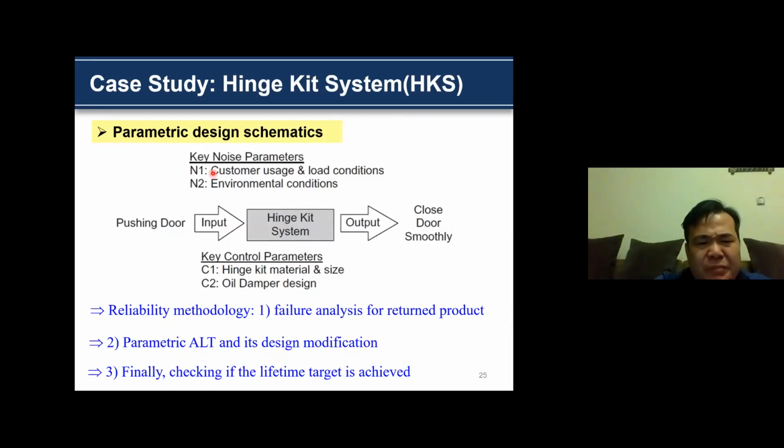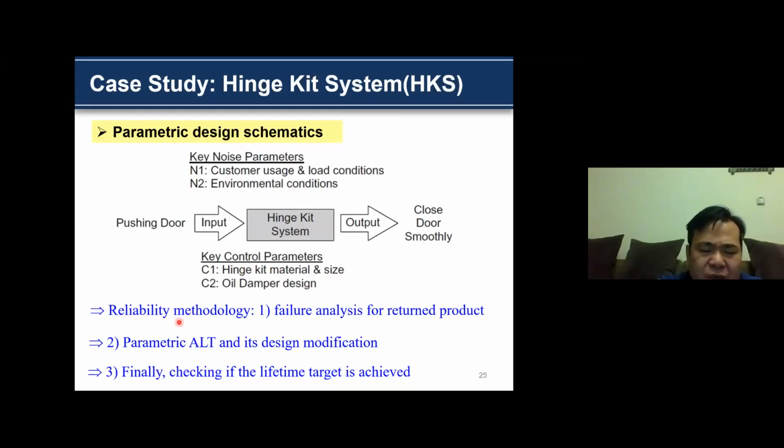This is a parametric design schematic. The hinge kit system is designed to close the door gently. When we don't know how to use it in a custom use condition, we have to design each part and optimize it.